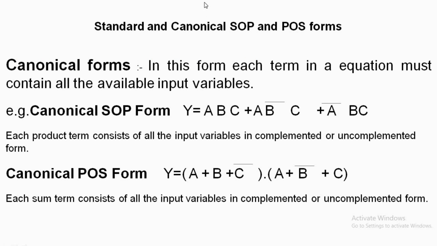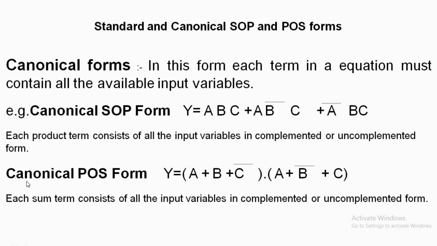Now standard and canonical SOP and POS form. In this, we have to see what is the standard form of SOP and POS and what is the canonical form of SOP and POS. So first, we will see canonical form. In this canonical form, each term in an equation must contain all the available input variables. That means, for example, if 3 variables are there, each term should contain 3 variables. This type of form is called canonical SOP form.